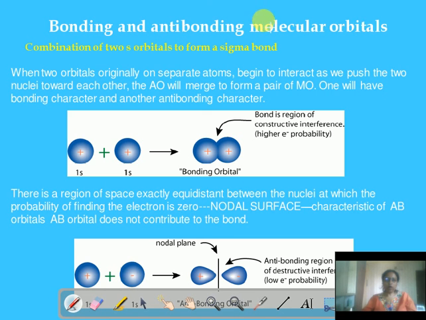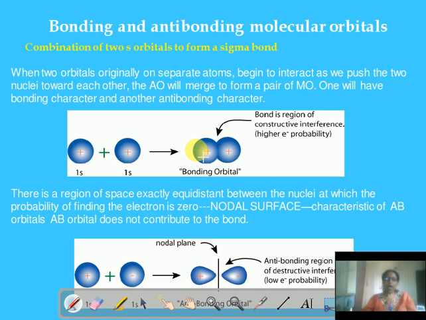Now let me show you how the bonding and antibonding molecular orbitals are formed while combining two s orbitals to form a sigma bond. You see here that when two 1s orbitals, actually these are the representation of the wave functions, combine constructively, this kind of molecular orbital will be forming. This is called the bonding orbital. A bond is a region of constructive interference. So this part is formed due to the constructive interference.